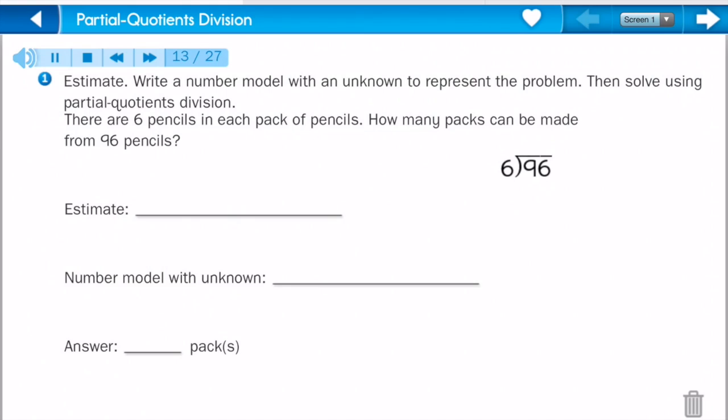There are 6 pencils in each pack of pencils. How many packs can be made from 96 pencils? Estimate. Number model with unknown. Answer: blank, pack, or packs. Okay, so we're going to write a number model with the unknown to represent the problem. So let's first do an estimate.